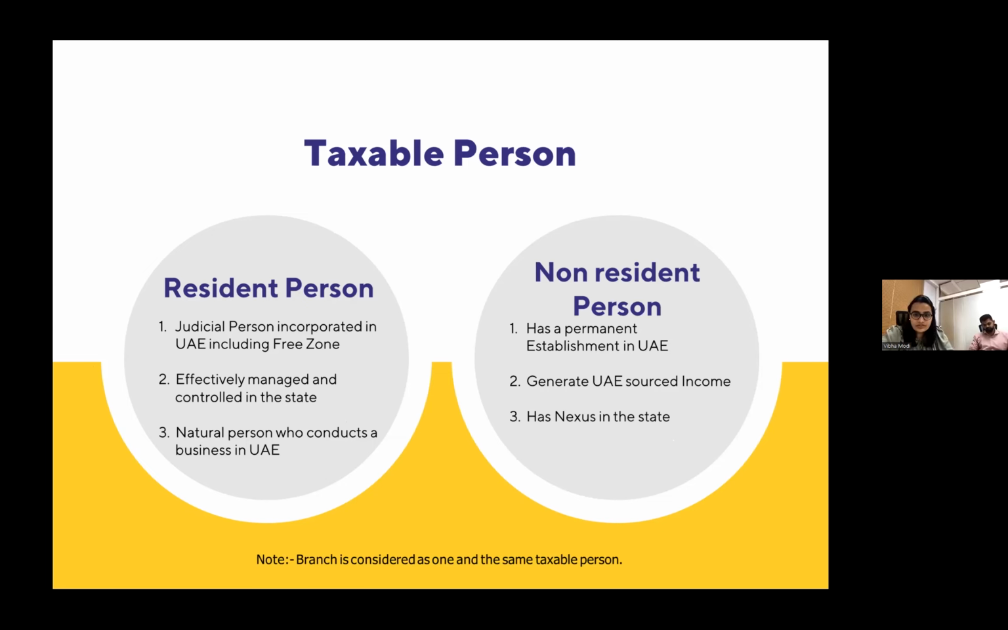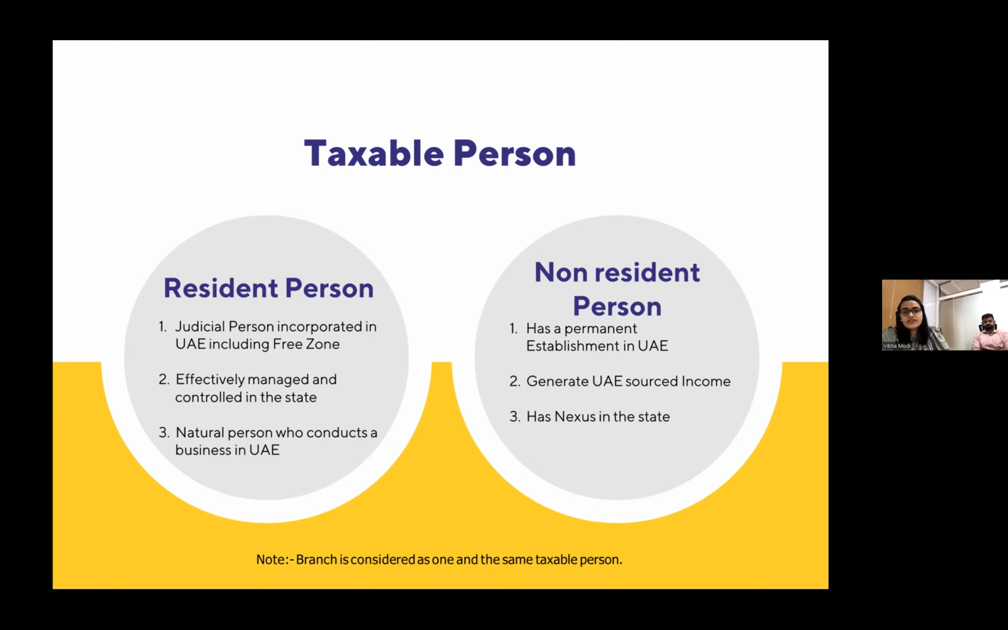Then what is a non-resident person? If anyone does not have a company in UAE, but they have a permanent establishment in UAE, they are also considered as a taxable person in UAE. They are liable to pay tax. What is the permanent establishment? We will take a snapshot of the same in the upcoming slides. If any income is generated from UAE, that income is also taxable under corporate tax, and that is considered as a non-resident person. If there is any nexus in the state, here I'm referring to UAE, then they are also covered under a non-resident person and liable for corporate tax.